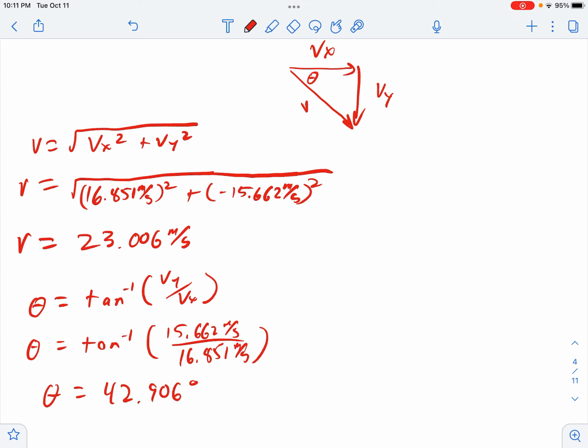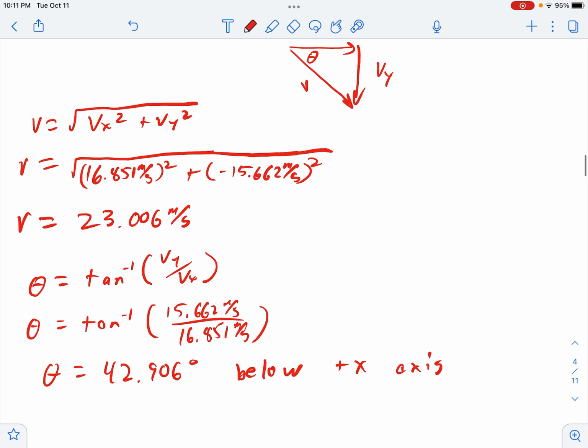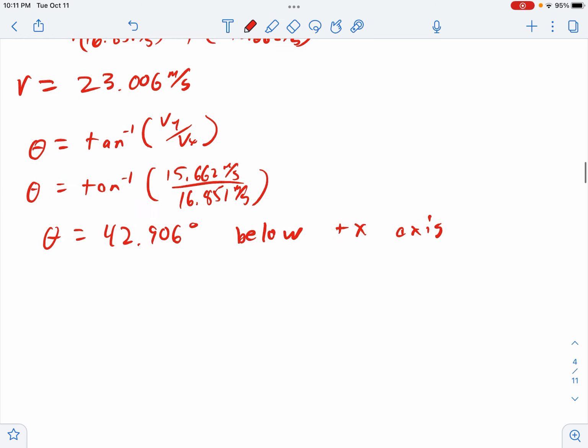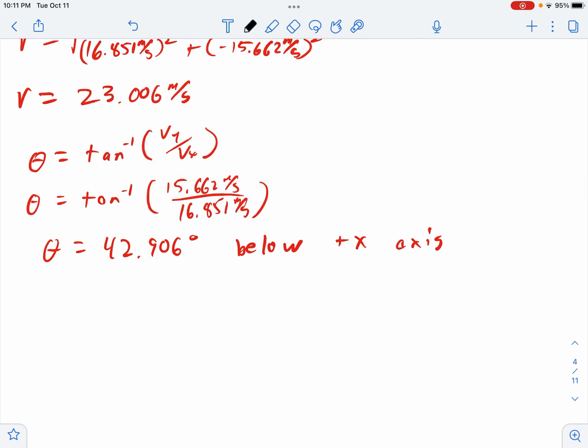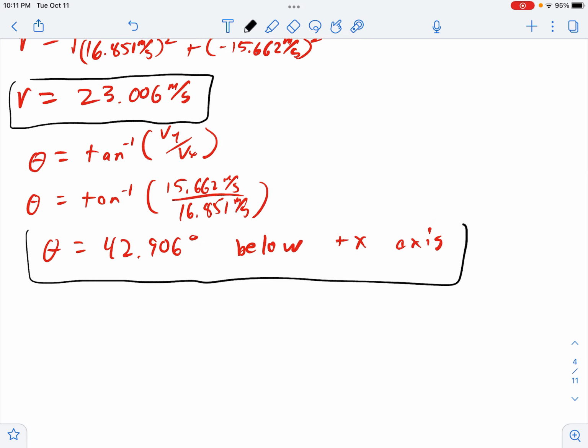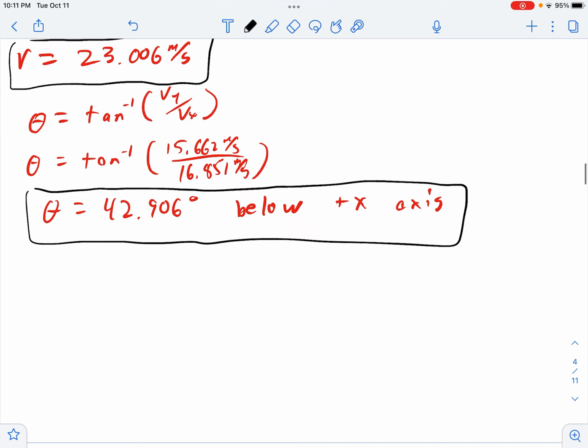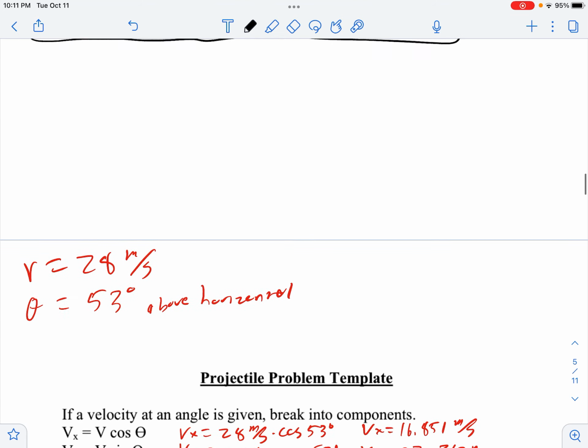I can see it on my picture. If I wanted to put it with words, that would be below the positive x-axis. But like I said, as long as I have the picture, I'm all right. So those are what we can calculate from that initial information. Before we stop, I actually wanted to rework this problem again, but where we made one minor but really important change.